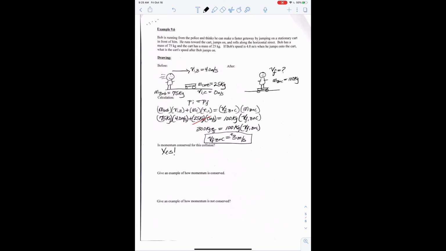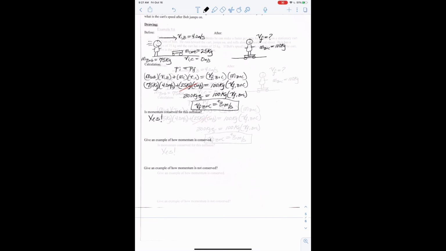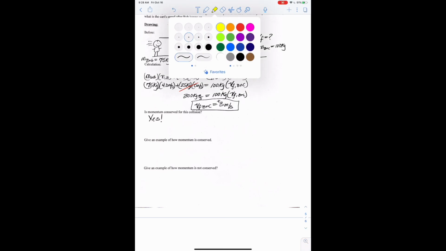Give an example of how momentum is conserved. Okay, so for this one, we can talk about how the total change in momentum should be the same, initial and final. So let's go ahead and do that. What we can do is look back up at the problem we just did.